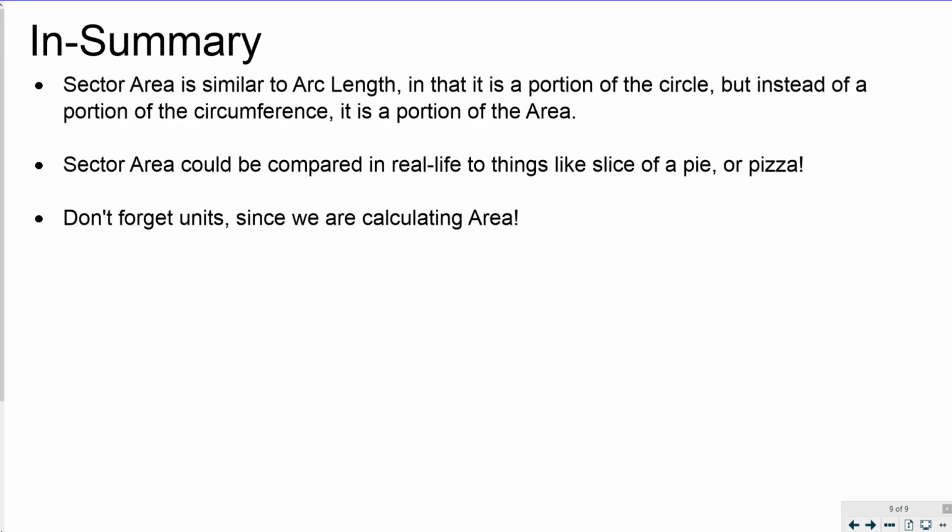So that wraps it up for sector area, guys. It's very similar to arc length, mainly because they both share that theta divided by 360 portion of the formula. Instead of a portion of the circumference, though, we're finding a portion of the physical area covered by the shape. Sector area could be compared in real life to things like a slice of pie or a pizza. And don't forget units, since we are calculating area.